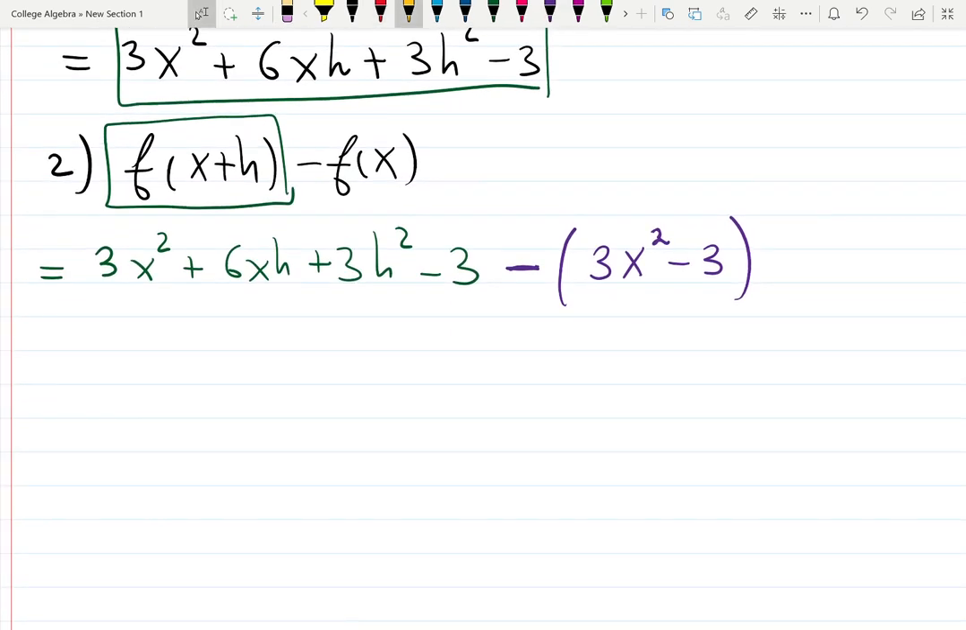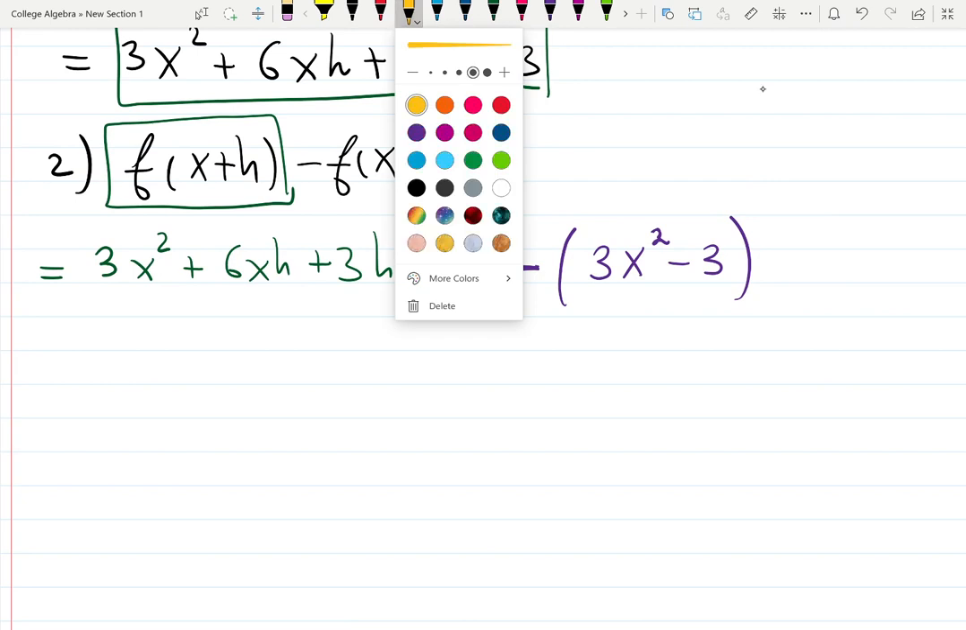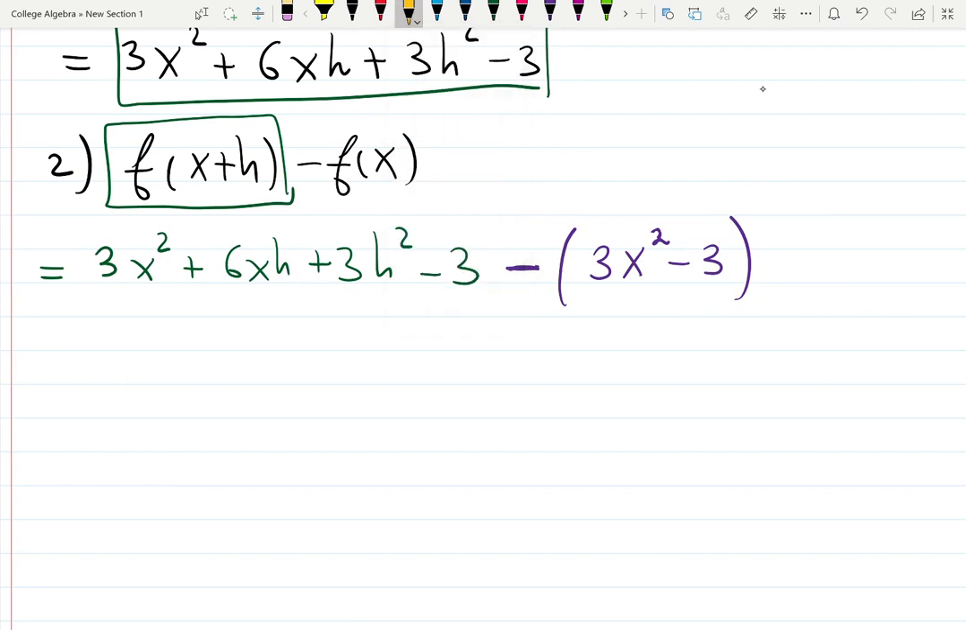And now something should cancel out. That's kind of the whole point of what we're doing here. Let's see. 3x squared minus 3x squared goes away. Minus 3 minus 3 goes away. If you don't believe me, write it down with a pencil. Minus times minus 3 gives me plus 3. Now you definitely can see: minus 3 and plus 3 go away, and 3x squared minus 3x squared goes away as well. What is going to stay? 6xh plus 3h squared.